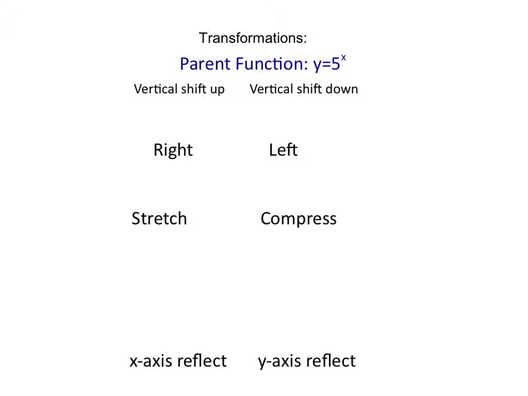For a vertical shift up, so translating up so many units, that would be something like y equals 5 to the x, plus 3. Again, you need your base in your function because that's your parent function. That would allow that function to go up 3 units. A vertical shift down would be y equals 5 to the x minus 3. And again, we need that 5 to the x in there because that's part of our parent function.